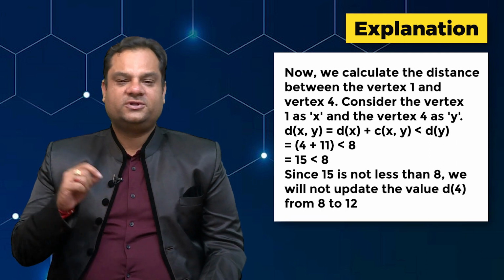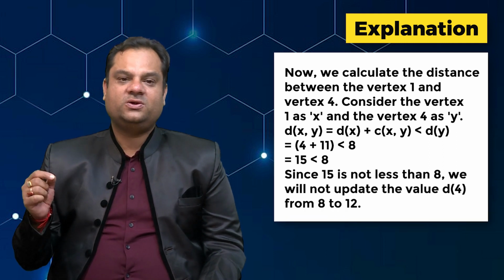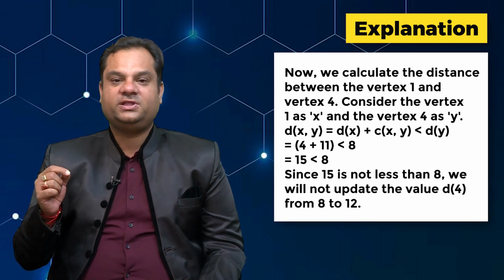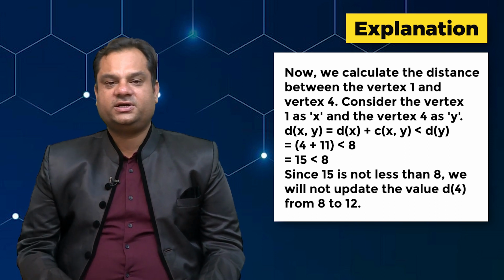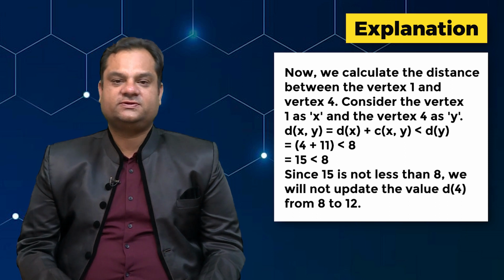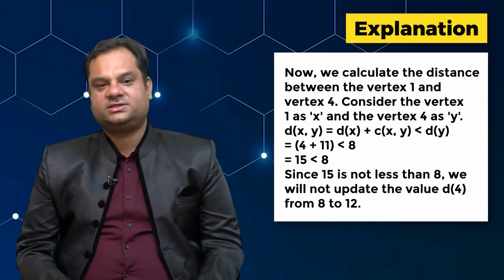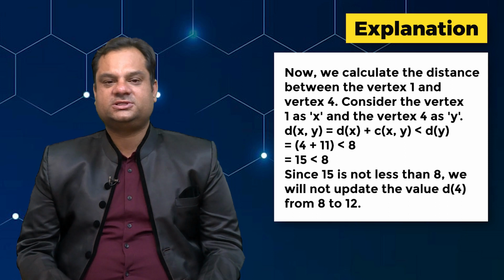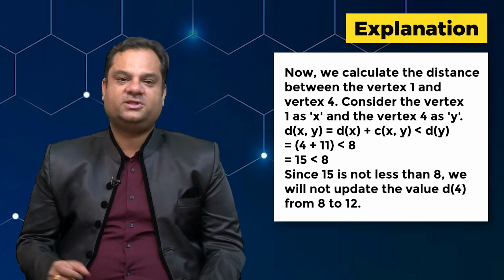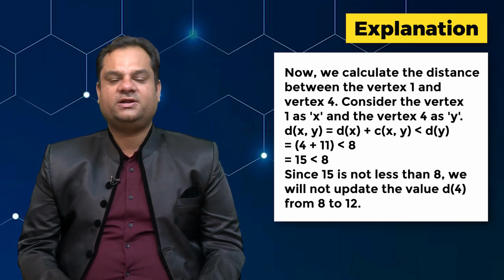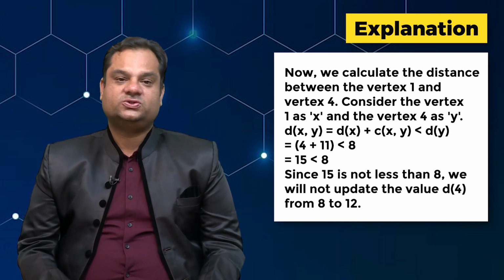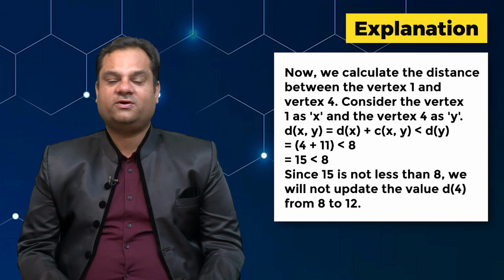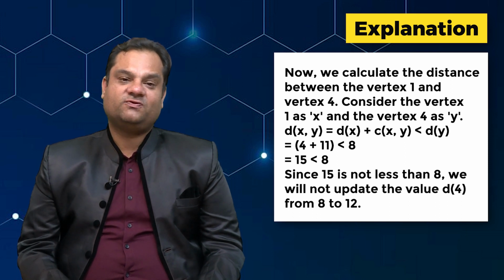Now we calculate the distance between vertex 1 and vertex 4. Consider vertex 1 as x and vertex 4 as y. Again, with the help of the same formula, d x plus c x y is compared with d of y. So, 4 plus 11, and the d y value is already 8. 4 plus 11 is 15, and the previous value is 8.